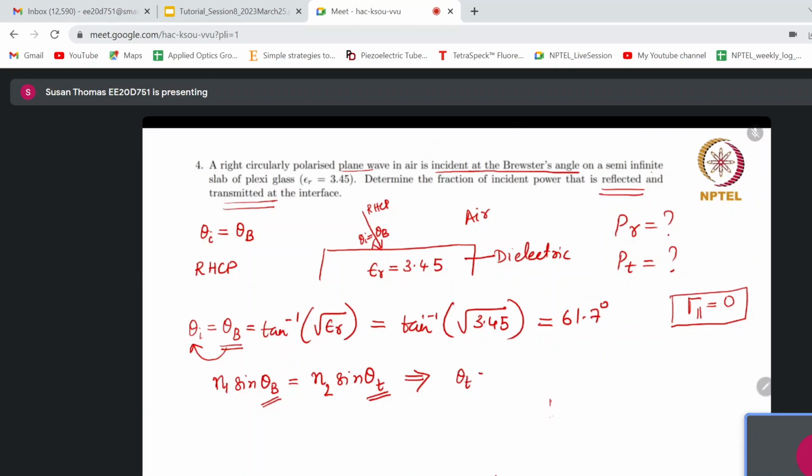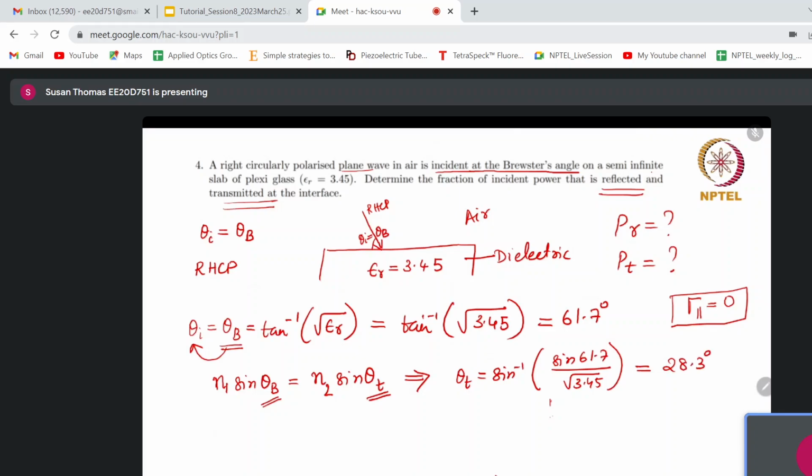Theta T is equal to sine inverse of N1, which is 1, times sine theta B, so sine 61.7, divided by N2. What is N2? Root of epsilon r, root of 3.45. If you do this calculation, you will get theta T, that is the angle of transmission, as 28.3 degrees.